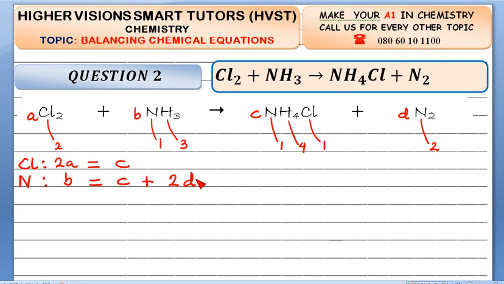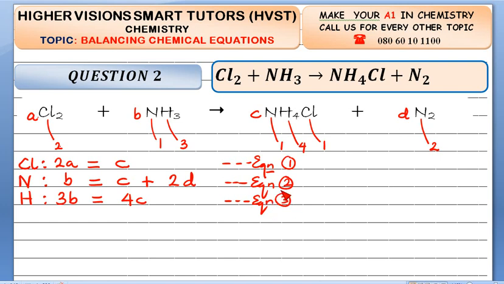So I move on to hydrogen. On the reactant side, we have 3 times B. 3 times B, that's going to be 3B, is equal to, let's see the hydrogen on this side, we have 4 times C. 4 times C, that's going to be 4C. So again, we have equation 1, we have equation 2, and then we have equation 3.